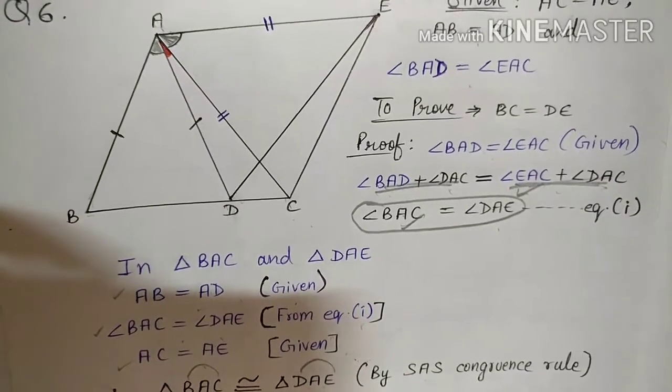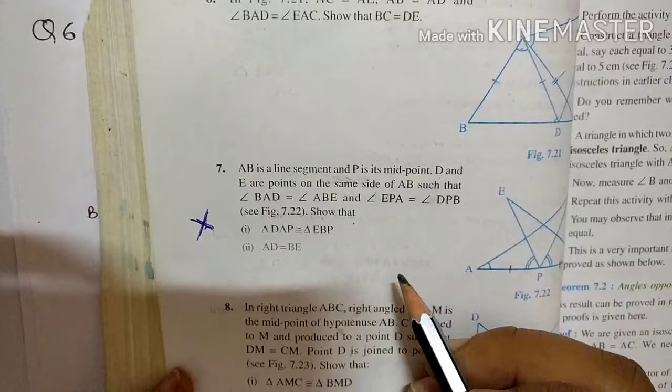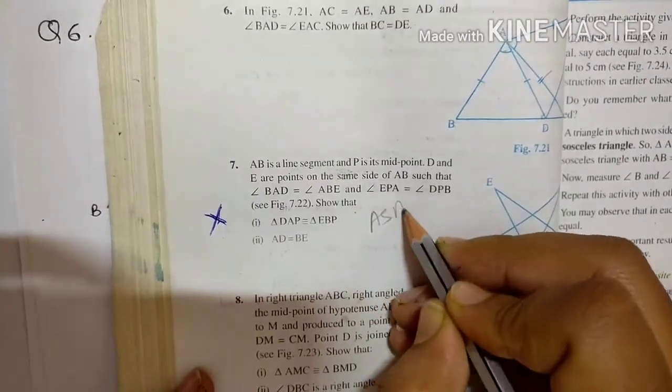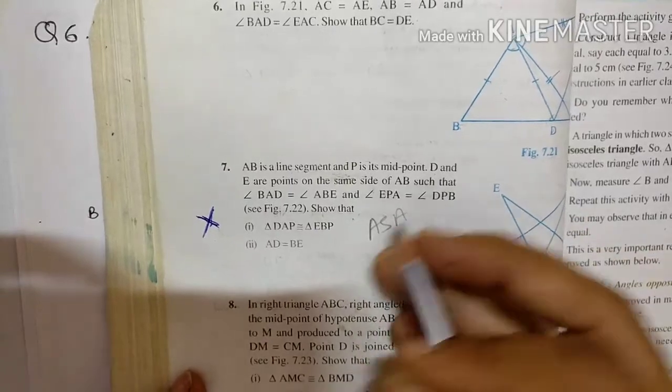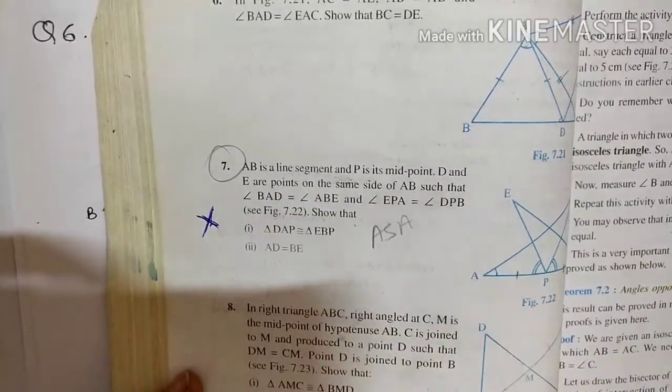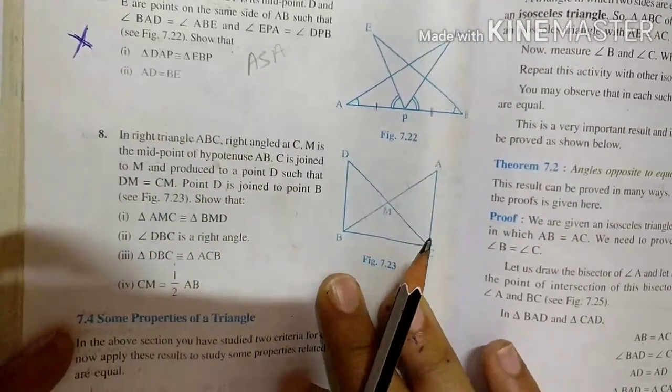Now if you move to question number 7, you will find that question number 7 is also based on that congruence rule which is not in our syllabus this year. That is ASA, or you can say AAS, same thing. So we are not going to solve this question. Now let's move to question number 8.